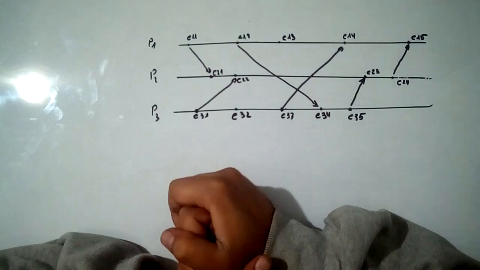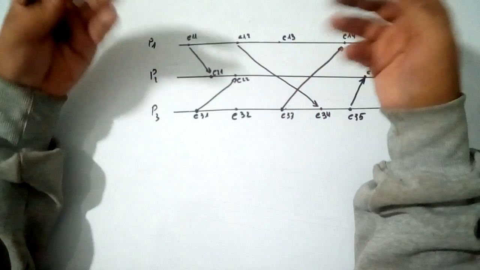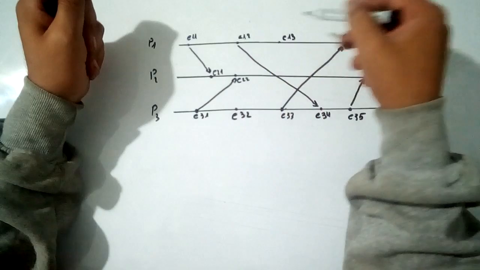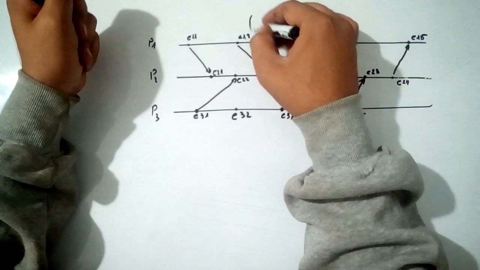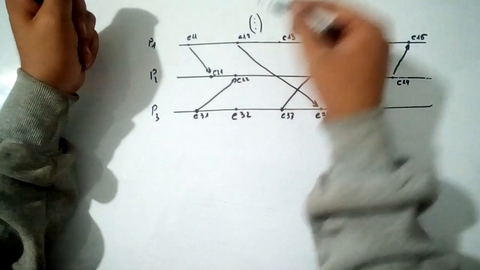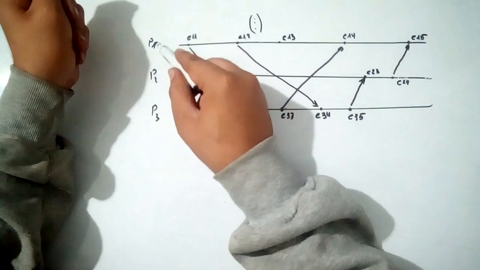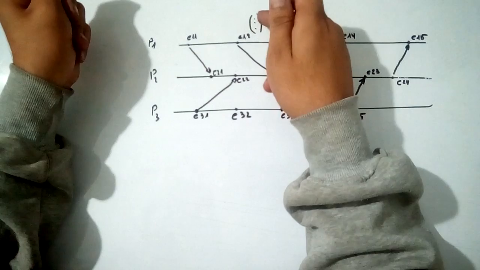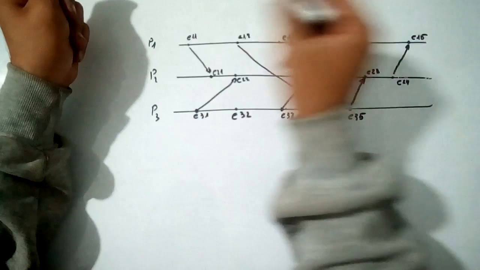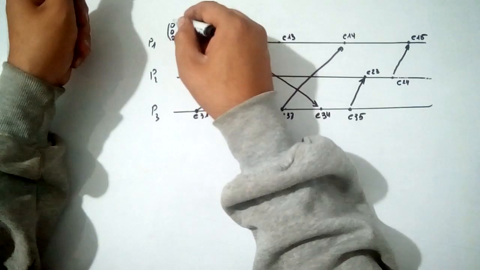The Mattern algorithm strategy is to assign each event a vector. The vector size must be equal to the number of processes. In our example we have three processes, so the vector must have three terms. Initially all of the vectors are initialized to zero.